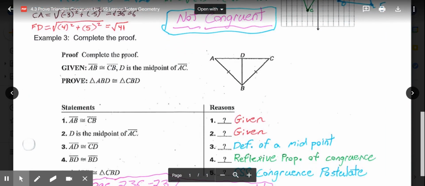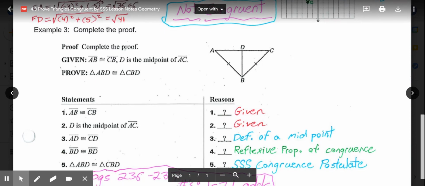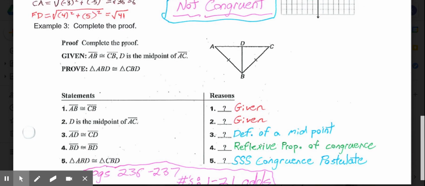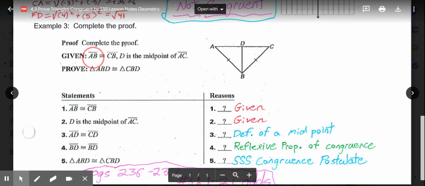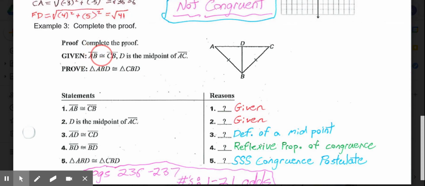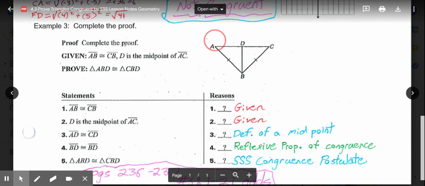Then the last example for today's lesson is the proof. So in this proof, they gave us all the statements. They did not complete the reasons. So let's look at our proof to begin with. It says side AB, or segment AB, is congruent to segment CB. And then they also tell us D is the midpoint of side AC. So D splits AC in half.